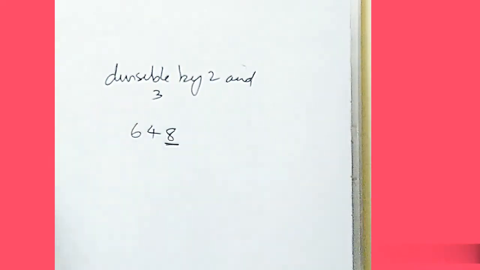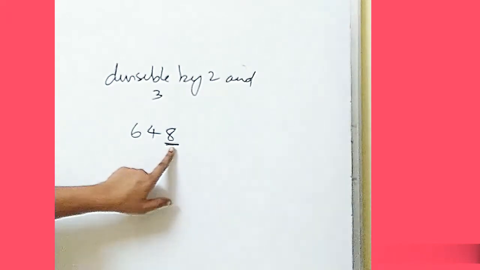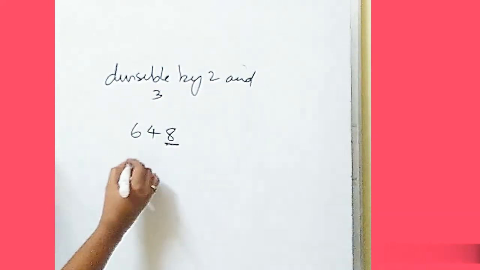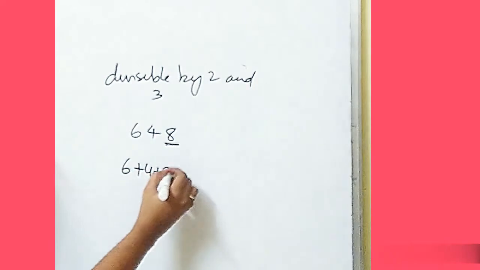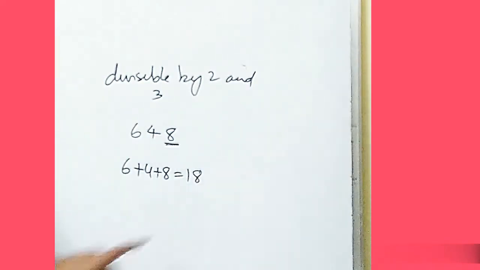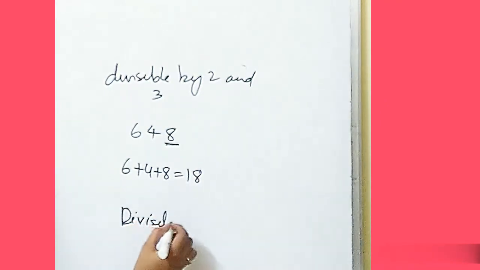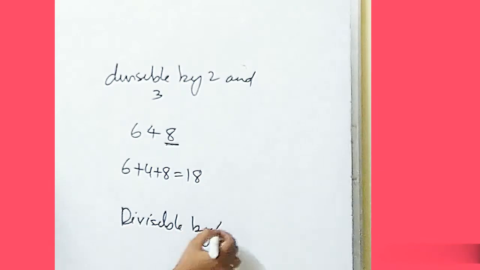See the unit place. What is the unit place? 8. Will it come in 2 table? Yes, student. It will come in 2 table. Now what about 3? 6 plus 4 plus 8, so that will be 18. Will it come in 3 table? Yes. So this particular number will come in 6 table. So this will be divisible by 6. This is the way you have to identify the numbers, student.